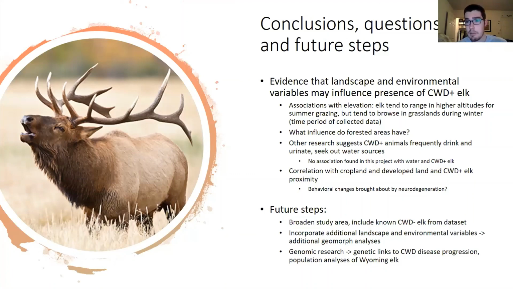For future steps, I'd like to broaden the study area, obviously, look at the entire state of Wyoming. I'd also like to bring in from my data set known chronic wasting disease negative elk. I have thousands of those data points, and I felt like it would detract from the overall nice clustering going on right now. So I didn't incorporate them this go around, but in the future I definitely will. I'd like to look at more landscape and environmental variables, especially doing more geomorph analysis. Like I said, heat load index was a bit of a no-go this time, but I think in the future it would be useful.